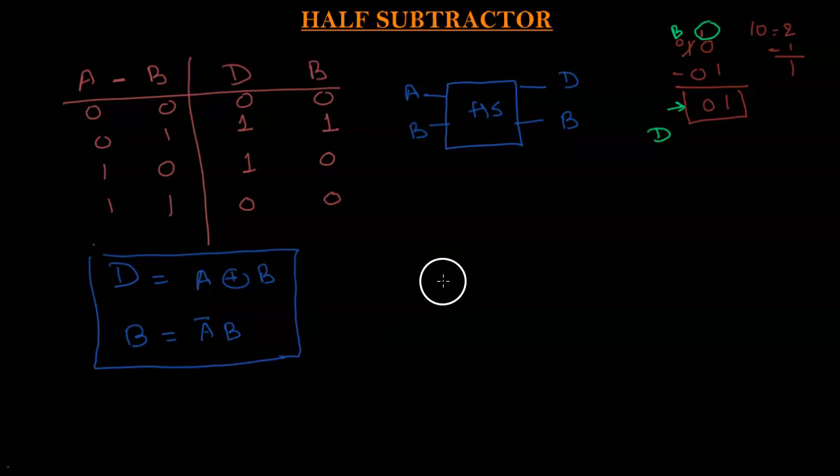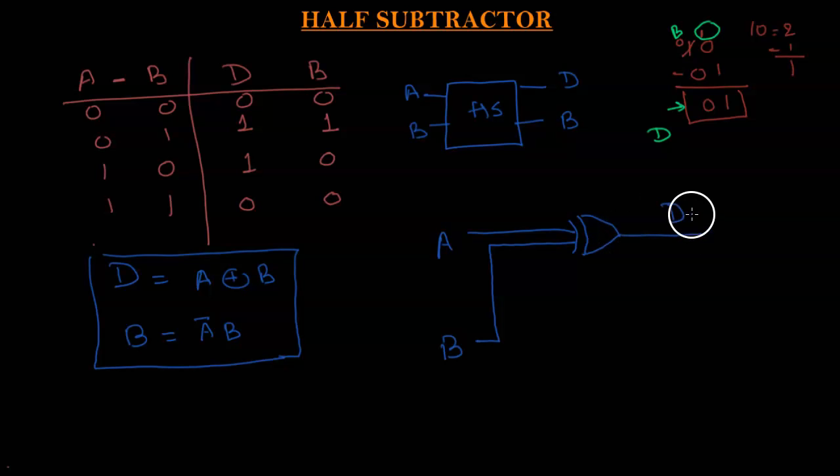Now let us see how to convert our equations to the half subtractor circuit. So we have two inputs. Let's draw them, A and B. We have an XOR gate for the difference. So we have an XOR gate which is connected to A and this is connected to B, which is going to give me my difference.